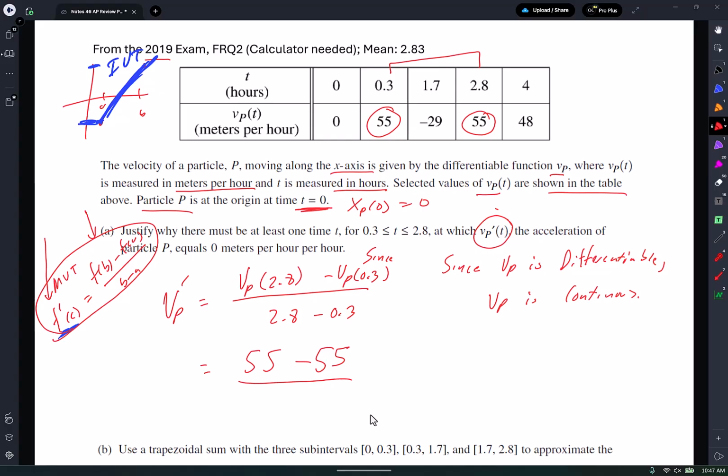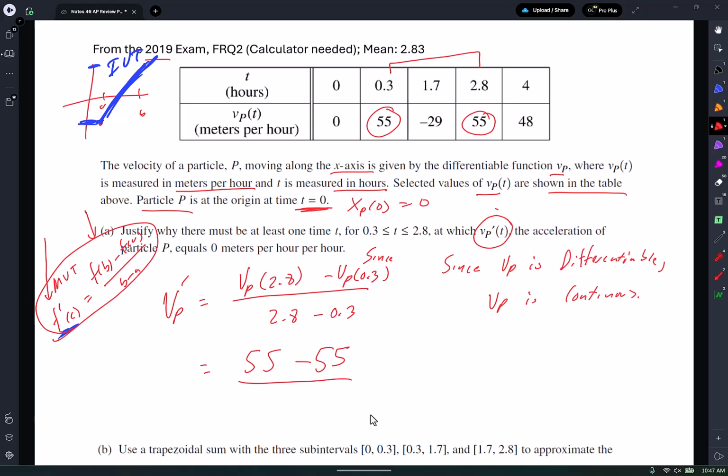I'm going to start over, guys, because I feel like we're turning a little robotic. Don't make this complicated. What is the average rate of change? What is the rate of change between 0.3 and 2.8 for velocity?